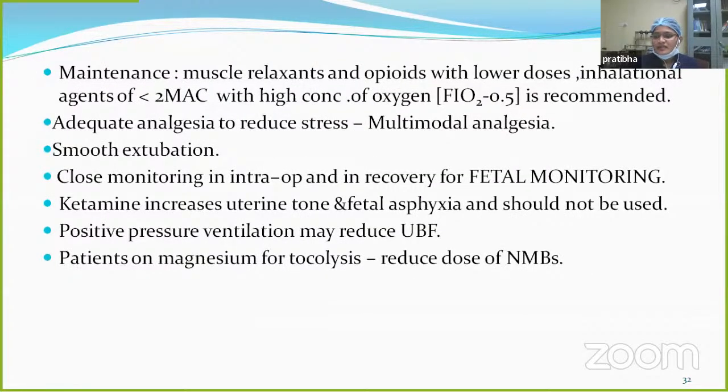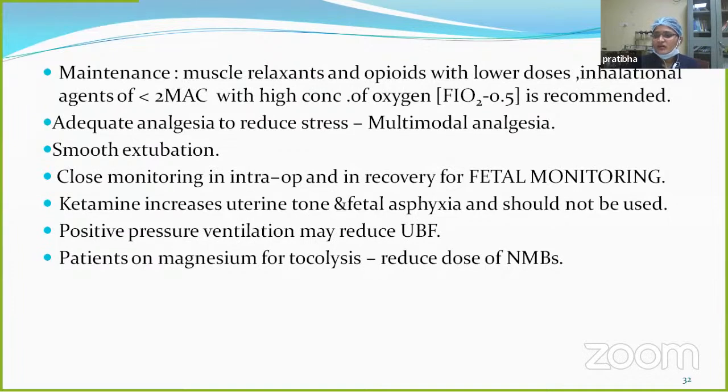Coming to maintenance, it is with muscle relaxants and opioids at lower doses, and inhalation agents with less than 2 MAC with a high concentration of oxygen is recommended. Provide adequate analgesia to reduce stress, with multimodal analgesia using NSAIDs. Extubation should be smooth, with close monitoring intraoperatively and in recovery for fetal monitoring.